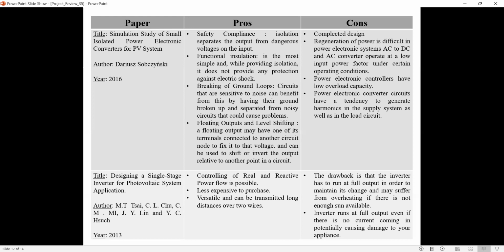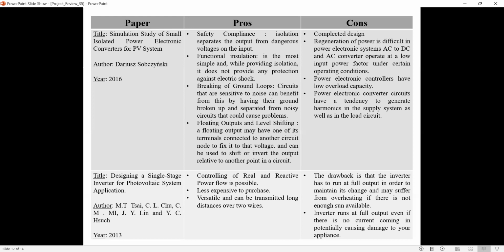Generation of power is difficult in power electronic systems. AC to DC and AC converters operate at a low input power factor under certain operating conditions. Power electronics controllers have low overload capacity. Power electronics converter circuits have a tendency to generate harmonics in the supply system as well as in the load circuit.